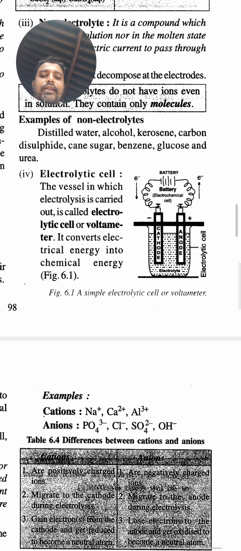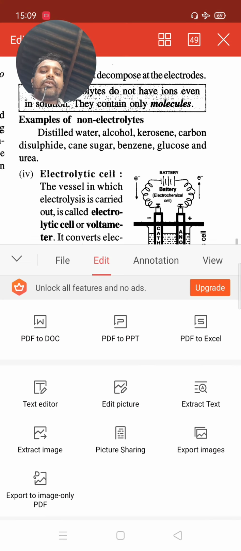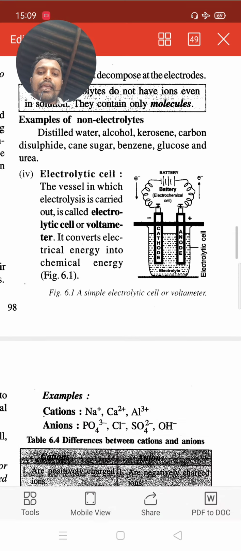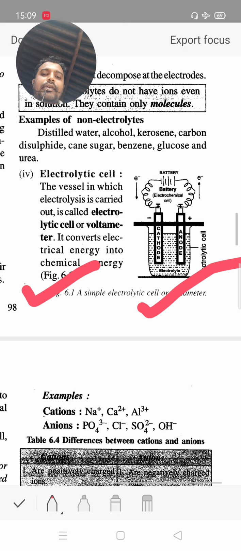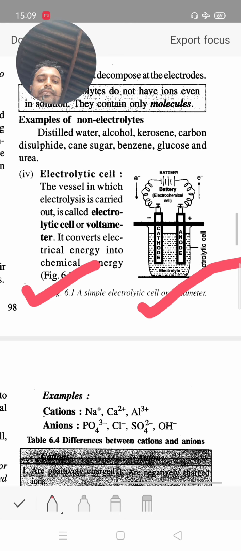Now students, electrolytic cell. Electrolytic cell means electrical energy converted into chemical energy. Now this is a diagram of an electrolytic cell. In this, electrical energy is converted into chemical energy. In this vessel, electrolysis is carried out.